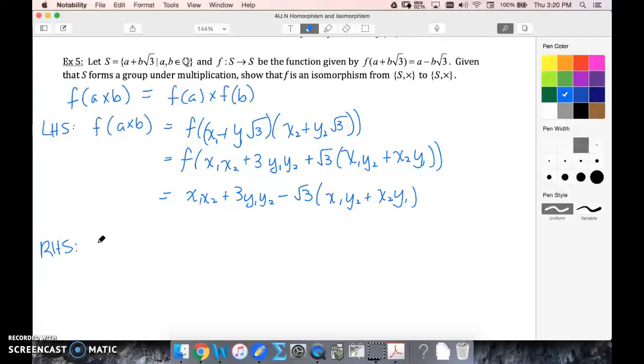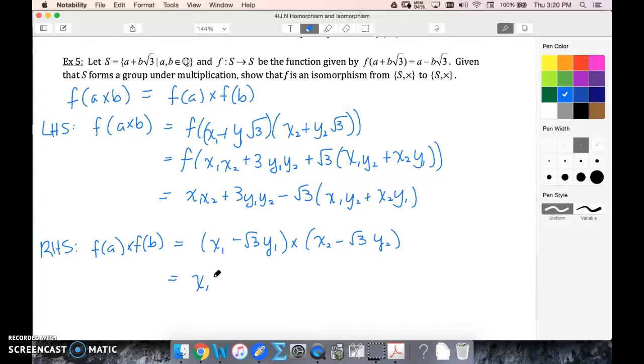On my right-hand side, I'll have f of a times f of b. So f of a, I'm going to put in my x1, y1 and get out this: x1 minus root 3 y1 times x2 minus root 3 y2. And now I just need to do my distribution, and when I do that, I'm totally going to end up with the same thing. x1 x2, negative, negative, negative, negative makes positive, of course, 3 y1 y2 minus root 3 times the quantity x1 y2 plus x2 y1. All right, so we have shown that this is true.